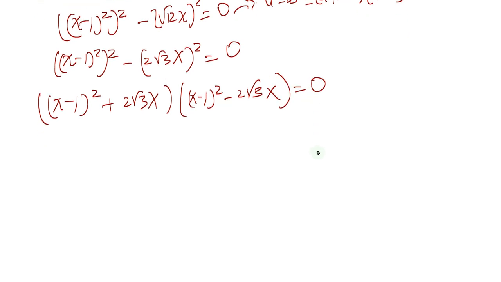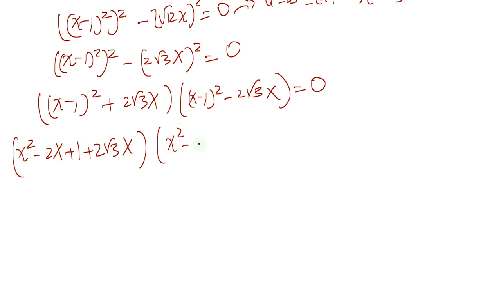So now we have a product equals 0, so each term is equal to 0. Let's decompose this one. So this is x squared minus 2x plus 1, and then plus 2 square root of 3 x. And then here we have x squared minus 2x plus 1 minus 2 square root of 3 x equals 0.